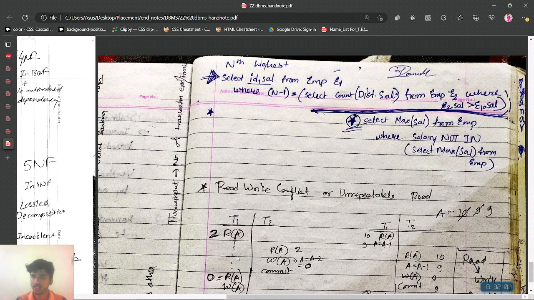Now select count(distinct salary), for unique salaries, from employee E2, where E1.salary is less than E2.salary. E1.salary here, same table, E2.salary. Why are we taking E2.salary? Because it will give us the count of employees from the E2 table. We just take one salary from the E1 table and it is compared with all the salaries from the E2 table. Now if it matches n minus 1 people, then E1 salary will be the nth highest, right? N minus 1 highest.